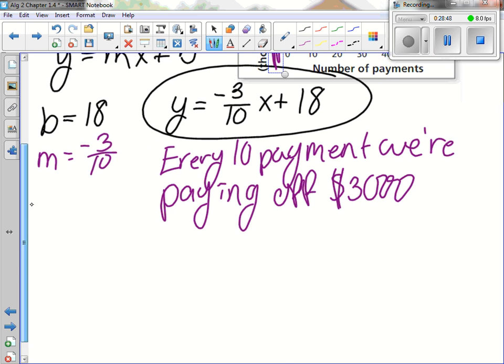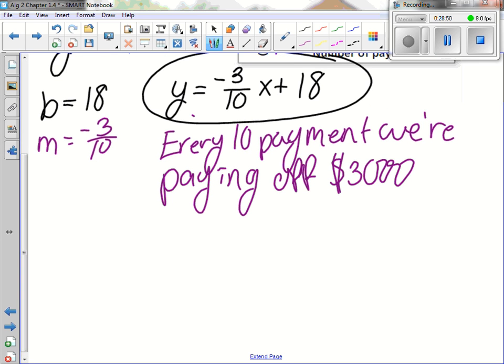So what do we need to do? Well, I just need to plug 36 into y, yes? To find the remaining balance? So we plug 36 into y? No, because y is telling us how much is left. x is how many payments we've made. So what we do is we plug in 36 for x.